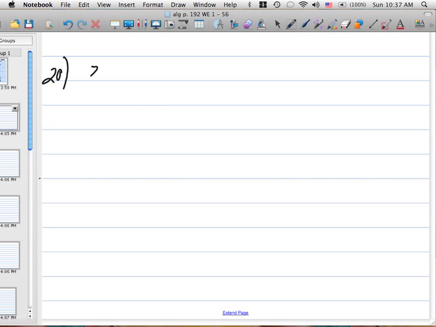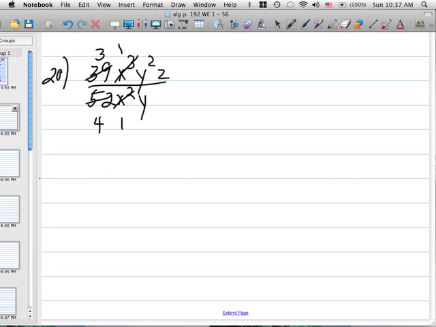Problem number 20, 39x cubed y squared z over 52x squared y. See, 13 is the greatest common factor, goes in there 3 and in here 4. And then I can take out 2 x's on the bottom, 2 on the top, leaving me an x. 1 y on the bottom, 1 y on the top, leaving a y. Can't do anything with the z. So I have 3xyz over 4.